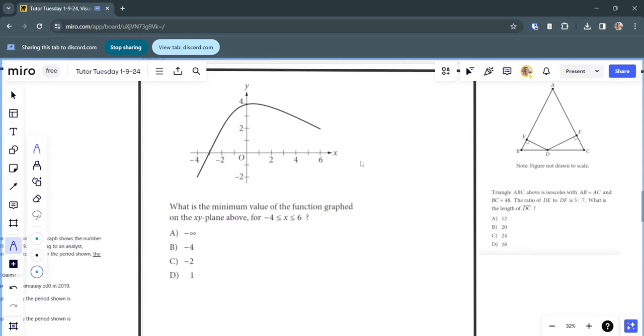Submitted by a little baby. What is the minimum value of the function graphed on the xy plane above for x between -4 and 6? Okay, well, minimum value, smallest value of the function, and we are limited in x from -4 to 6. Well, the minimum value, I could see it occurs right here, right at -4. That's not the answer, though. The minimum value refers to the y value. So in this case, the minimum value would have to be -2, or answer choice C.